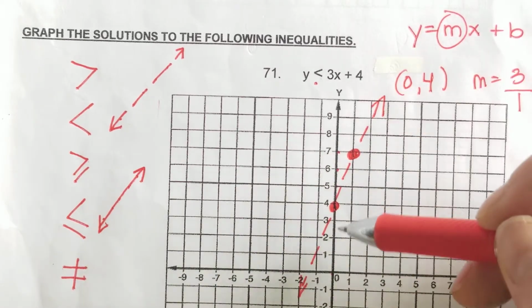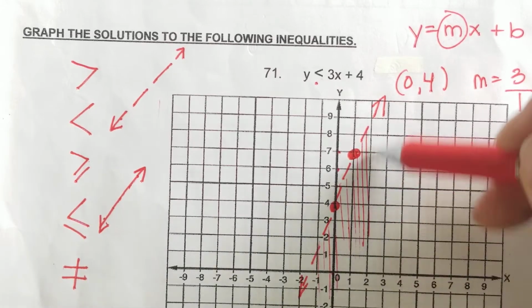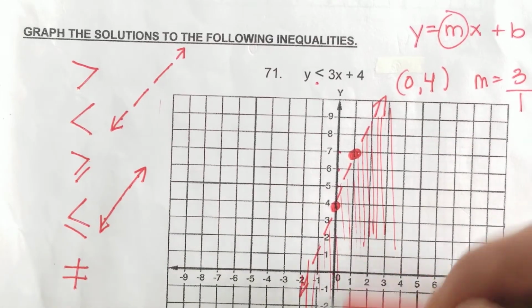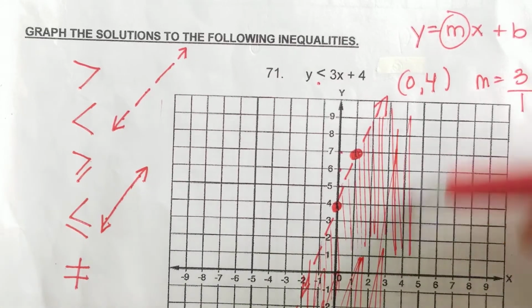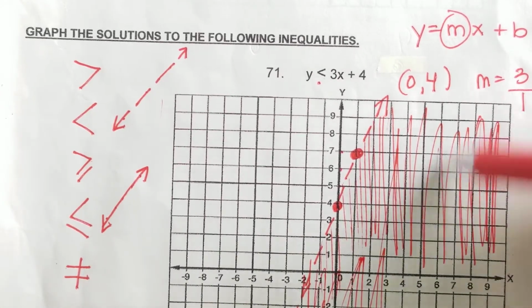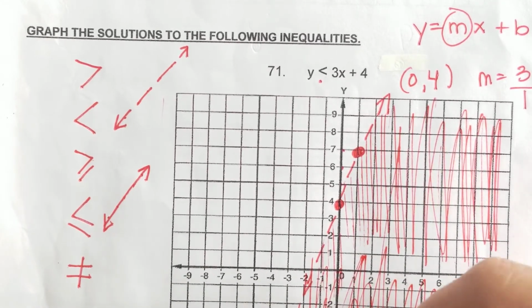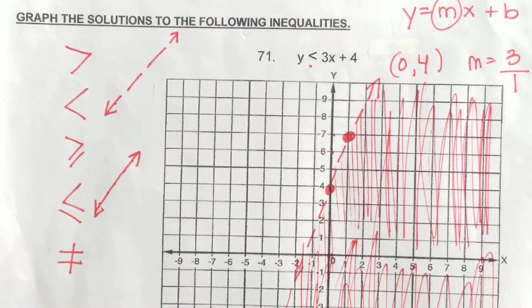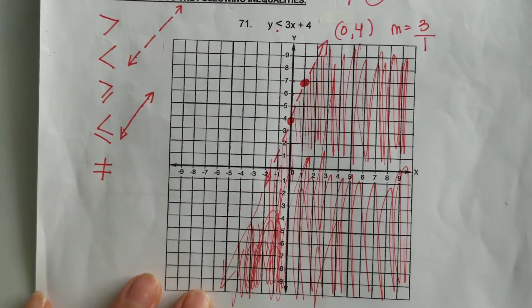And y is less than everything that falls below this line. So you will then shade everything below in this first quadrant here and in this fourth quadrant here. A little bit of this third quadrant here. Oops, can you guys see what I'm doing here?